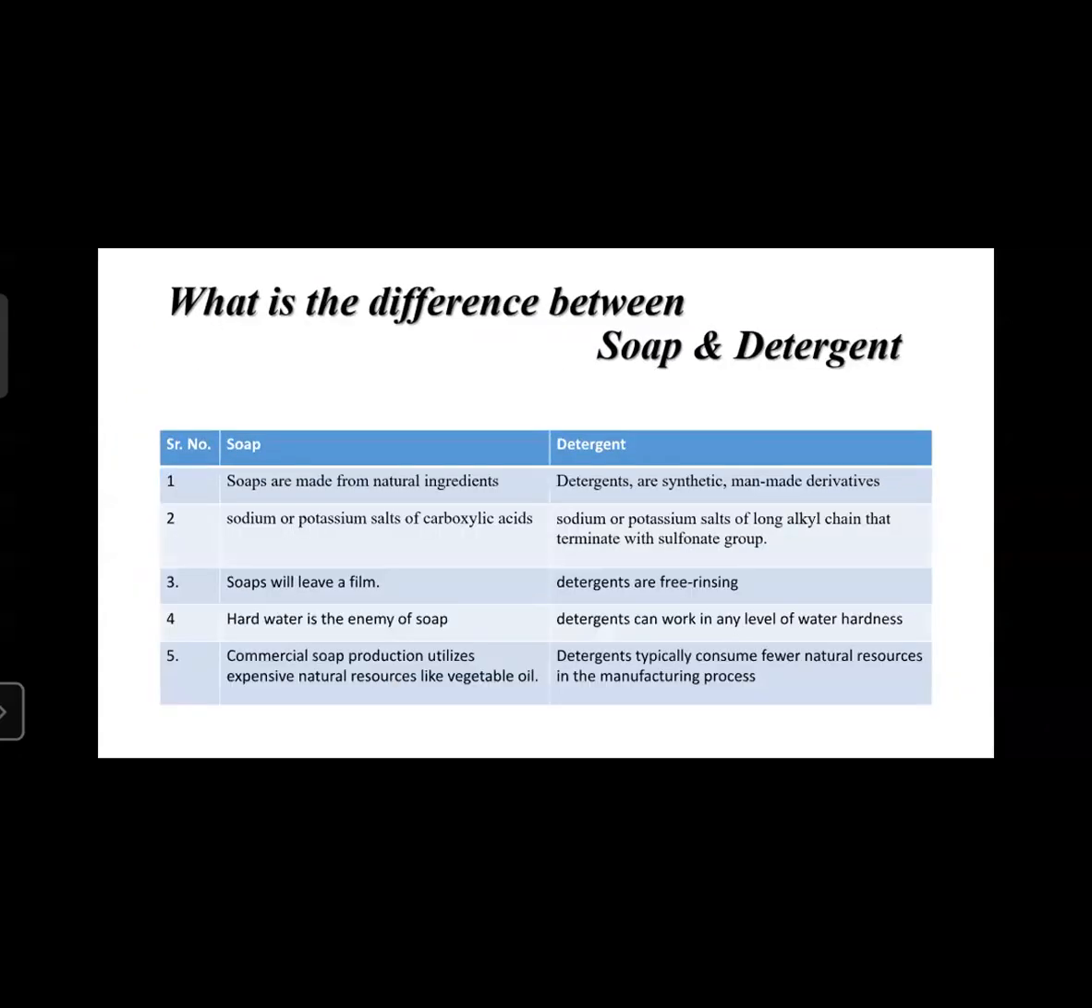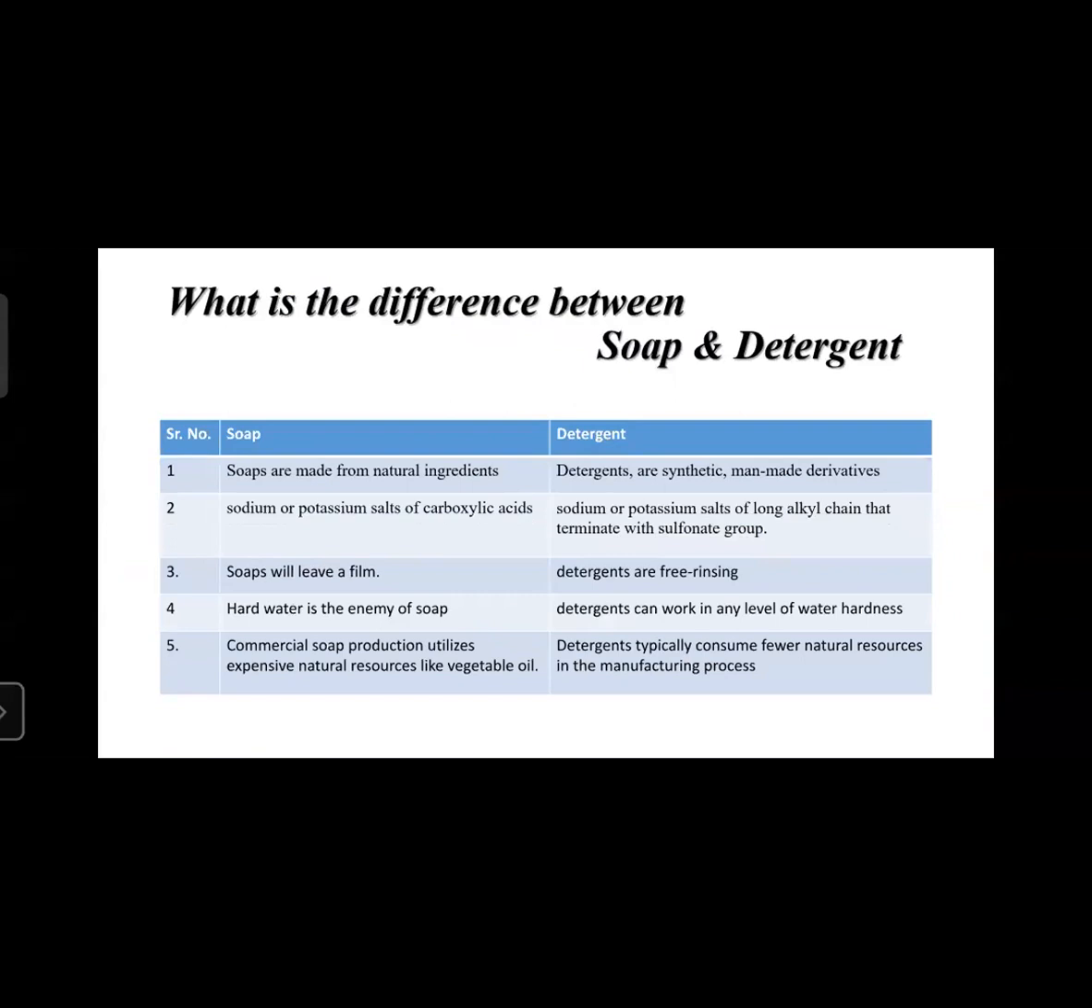We have seen the difference between soap and detergent also. Soaps are made from natural ingredients, whereas detergents are synthetic and man-made. Soap is the sodium or potassium salt of carboxylic acid, whereas detergent is the sodium or potassium salt of a long alkyl chain that terminates into a sulfonate group. Soap will leave a film, detergents are free rinsing. Hard water is the enemy of soap. Detergent can work in any level of water hardness.